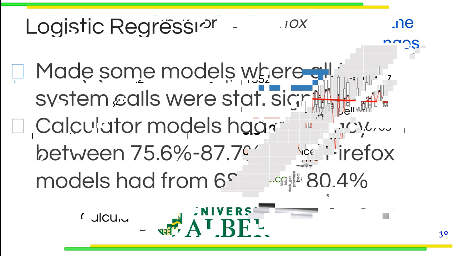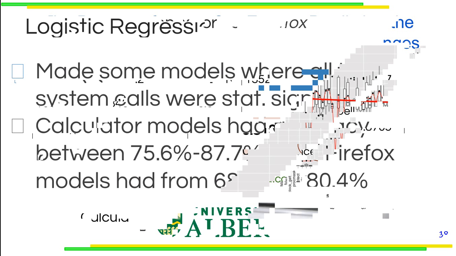We then made models in which all the system calls were statistically significant. In the calculator application, we had models which gave us an accuracy of 75% to 87.7%, whereas for Firefox we had an accuracy of 68% to 80%.